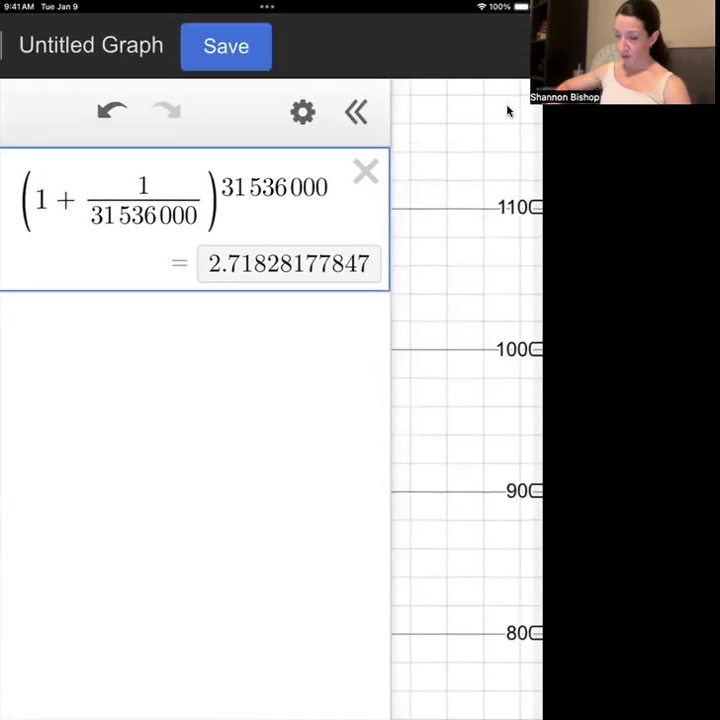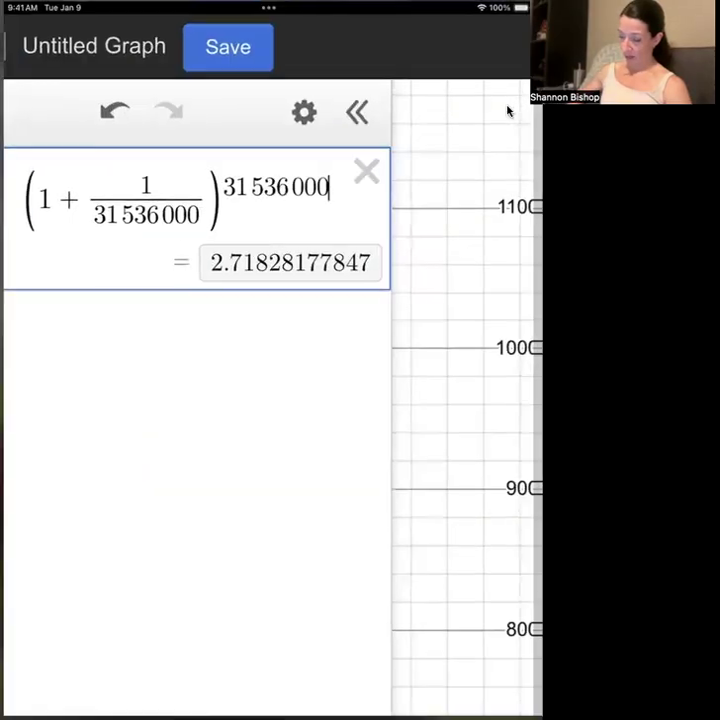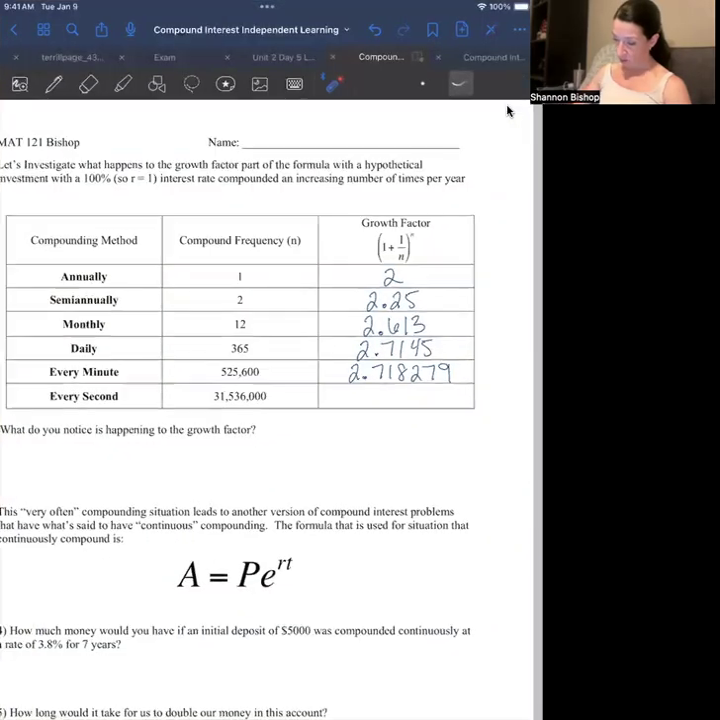All right, so I'm going to write this down. I want to make sure I capture the decimals. So 2.7182818. Okay. So why was I paying so much attention to those decimals?